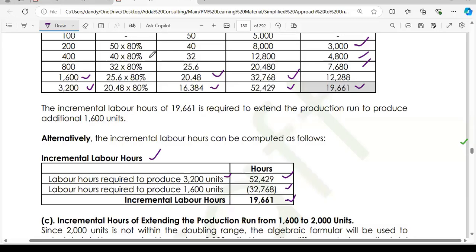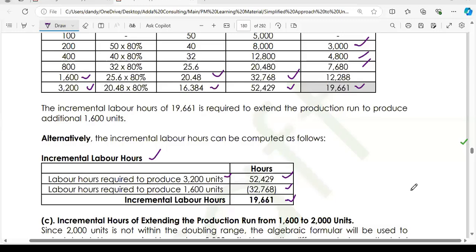Yes, Jennifer, talk to me. How do we know that we can double a particular unit? You are the one that will determine it.